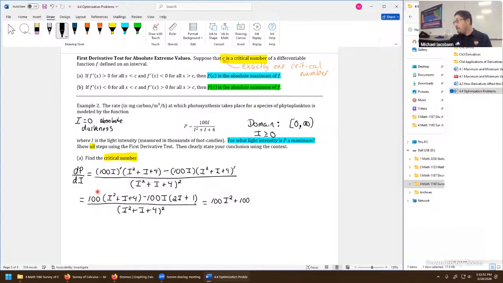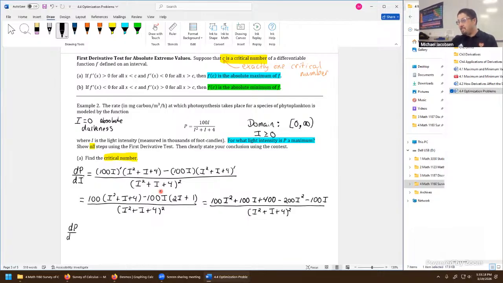100I squared plus 100I plus 400. Do the same with this one. Distribute negative 100I to give us negative 200I squared minus 100I, over, it's kind of tedious to copy this, but it's important, I squared plus I plus 4 to power 2. Then let me restate, this is still dP/dI. Simplifying from this line, we've got like terms, so that's always kind of nice. 100I and negative 100I cancel. These two combine, and so we can write this out as 400 minus 100I squared, divided by I squared plus I plus 4.